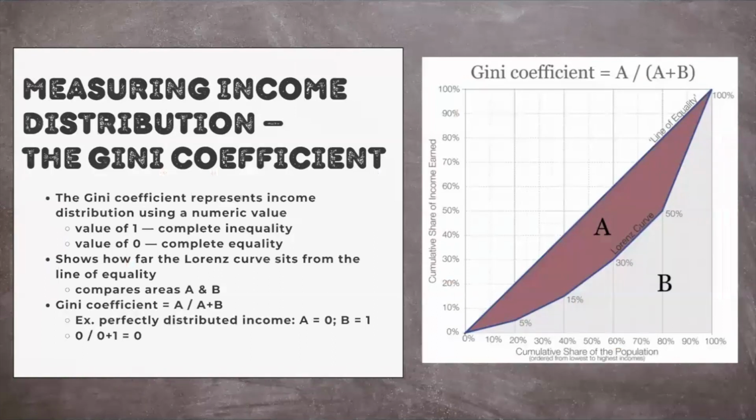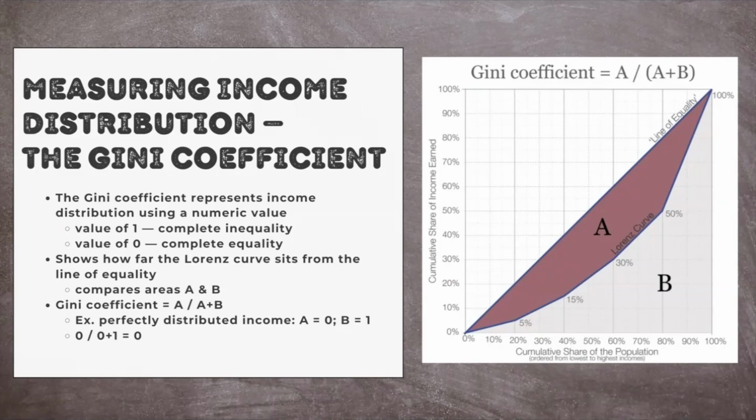Now let's look at measuring income distribution and specifically the Gini coefficient. What is the Gini coefficient? The Gini coefficient puts the concept of income distribution into a numeric value that can be calculated by looking at the Lorenz curve, which we just previously discussed. A Gini coefficient with a value of 1 represents complete income inequality, and a value of 0 represents complete equality.